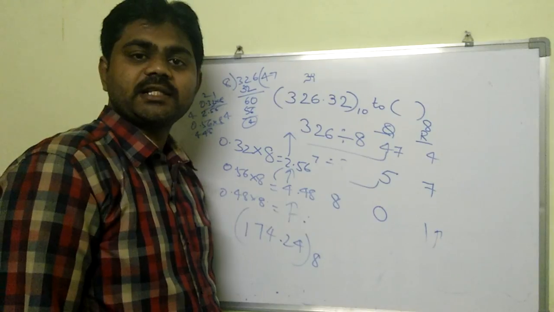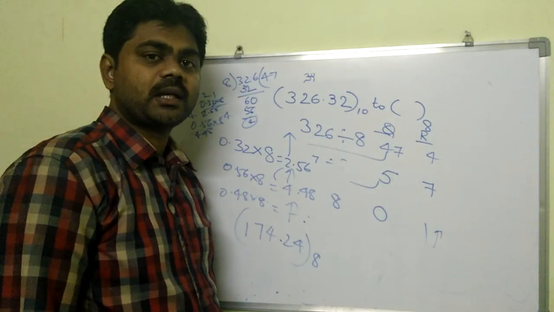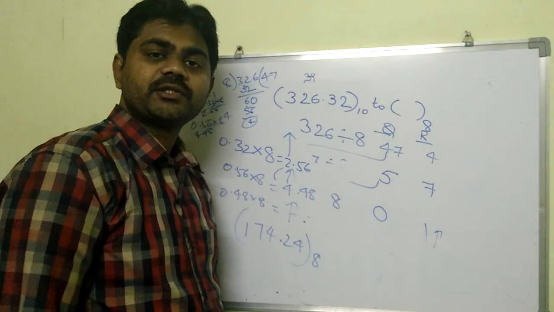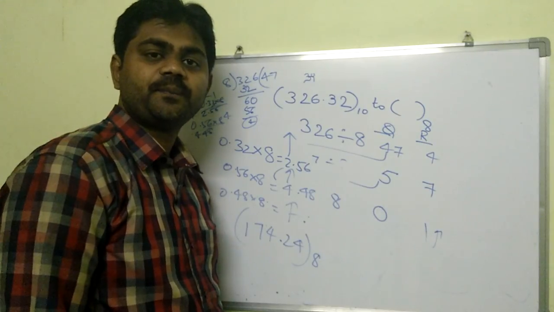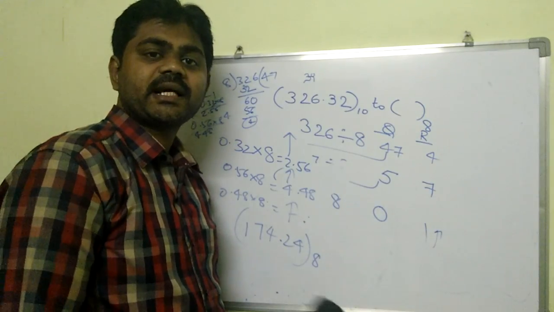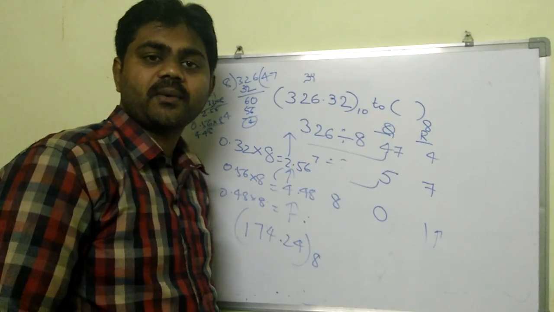The same case applies for decimal to hexadecimal also. There too we need to take successive multiplication and successive division. So these are the major conversions from decimal to other radix.